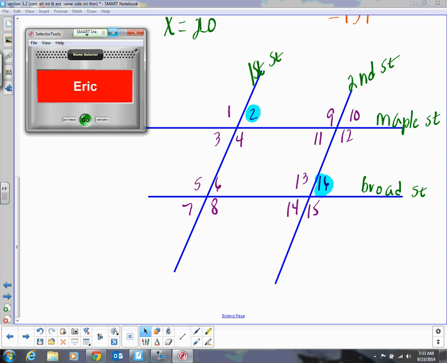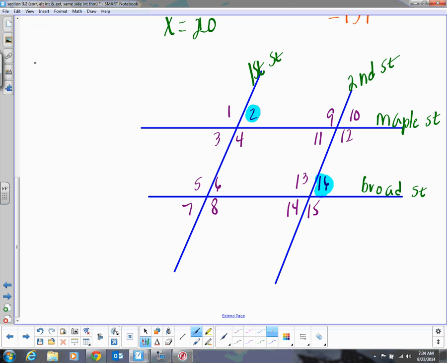Eric, what do you want to do? Do you want to stay on First Street or do you want to stay on Maple Street? Okay, if you stay on Maple Street, then you've got to give me something congruent to 2. Angle 2 is congruent to angle 10, and what is the reason? If lines are parallel, what letter do they form? What kind of angles are those? Corresponding angles are congruent. So now we're at 10.